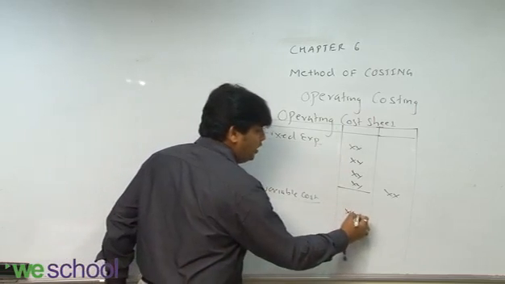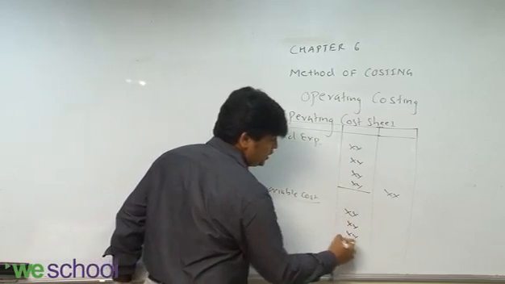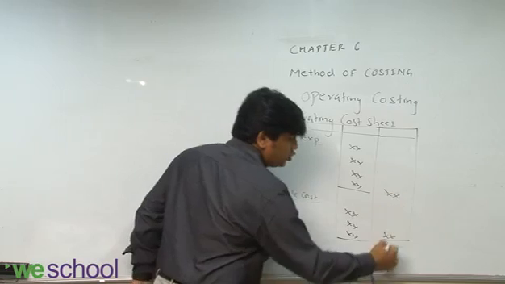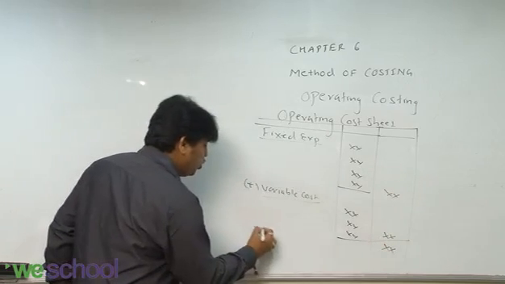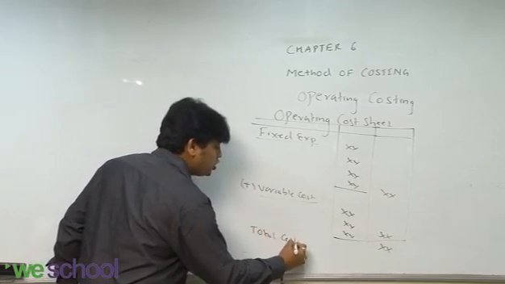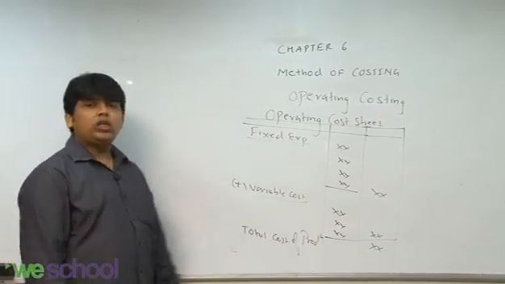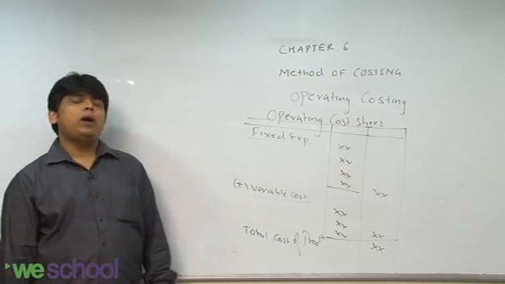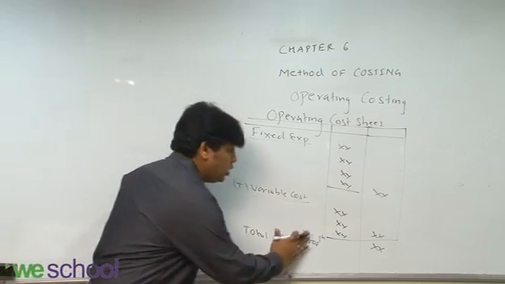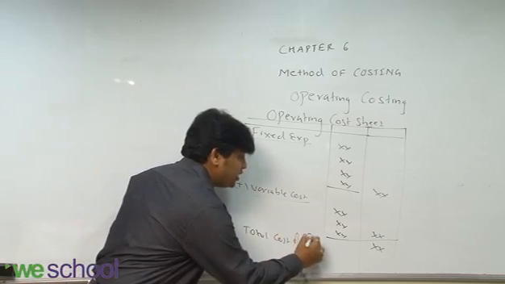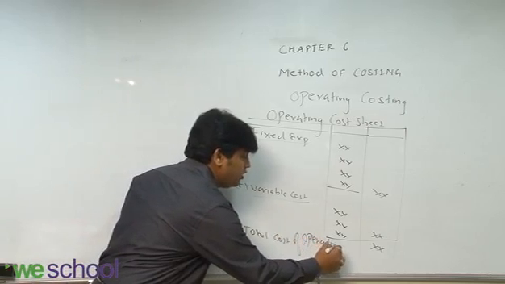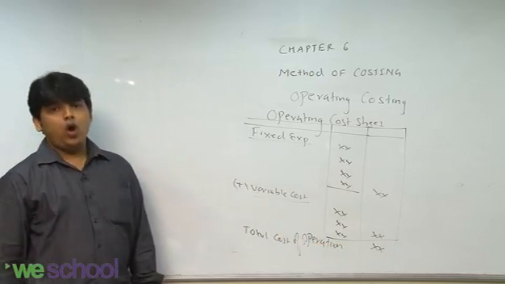So by taking all these expenses together, these two totals will give you the total cost of production. Sorry, not production, total cost of operation. This will give you the total cost of operation.